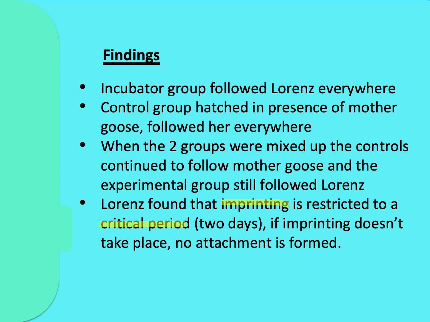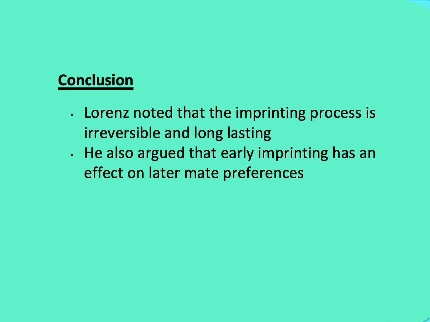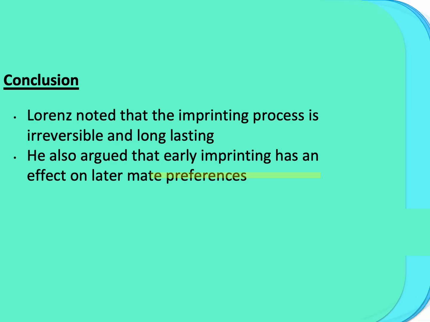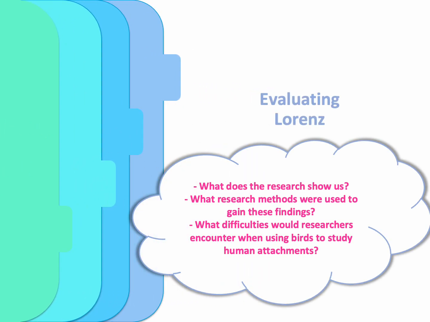So in conclusion, Lorenz found that the imprinting process is irreversible and long-lasting, and he also found early imprinting does have an effect on later mate preferences. So that conclusion will be used for potential AO3s later on in the video. So considering the AO3s, again, similar questions to Harlow, opportunity to pause the video, and in 5 seconds we will go through the answers.